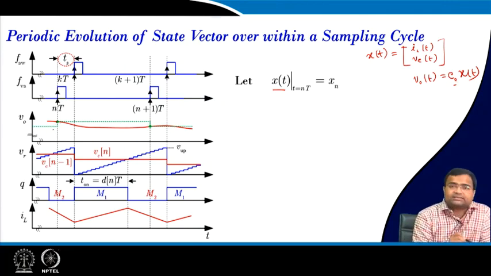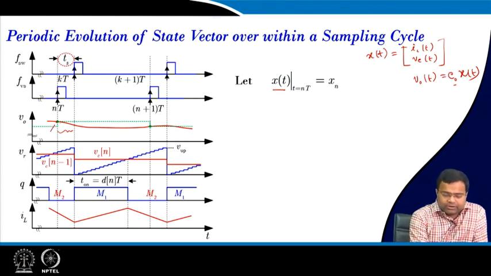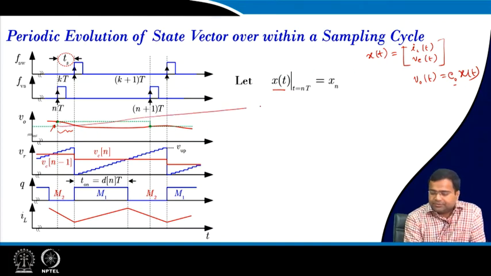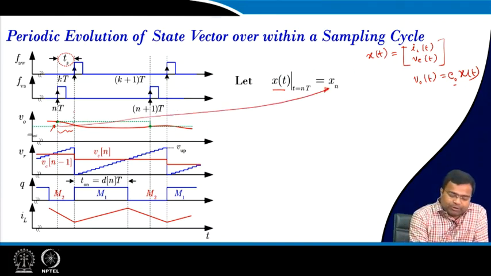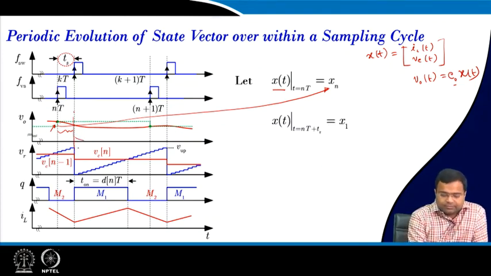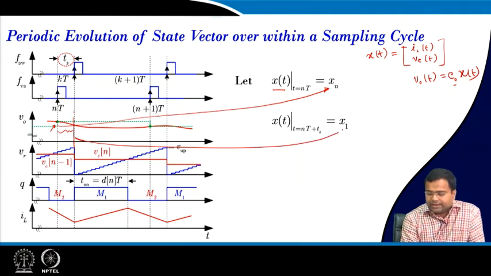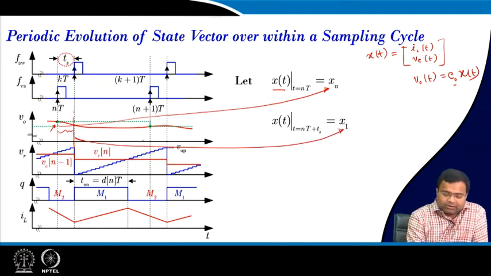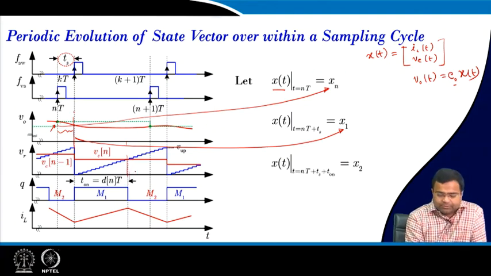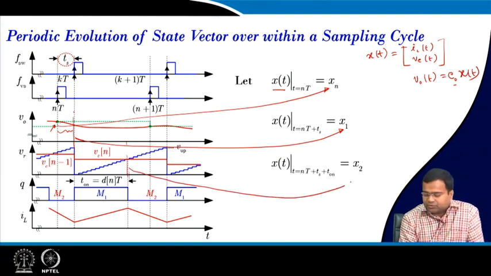Now, if you take the sample here, you will see that first it will undergo mode 2, and at this point we are calling the state variable xn. Then at this point, what is the state variable? We will call it x1. So, this will be my x1. Then it will come to this point when the switch will change its state. This point we call x2.